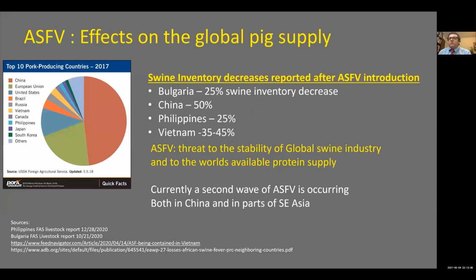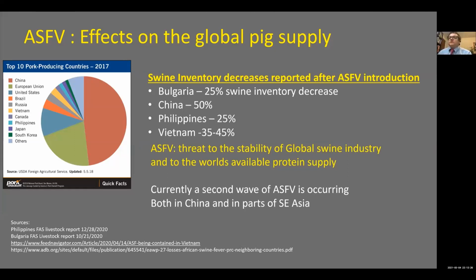The next thing I want to point out is how ASF had effects on the global pig supply. You can see here in this graph that China produces about 1/2 of the world's pork supply, with the European Union coming in second at about 25%.